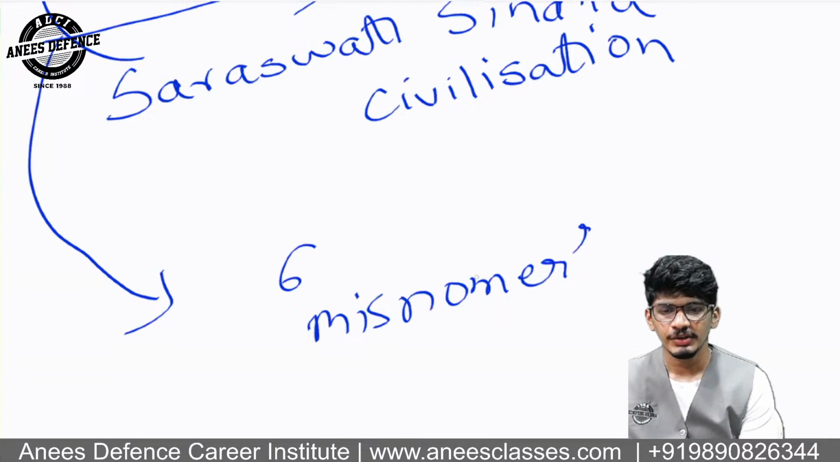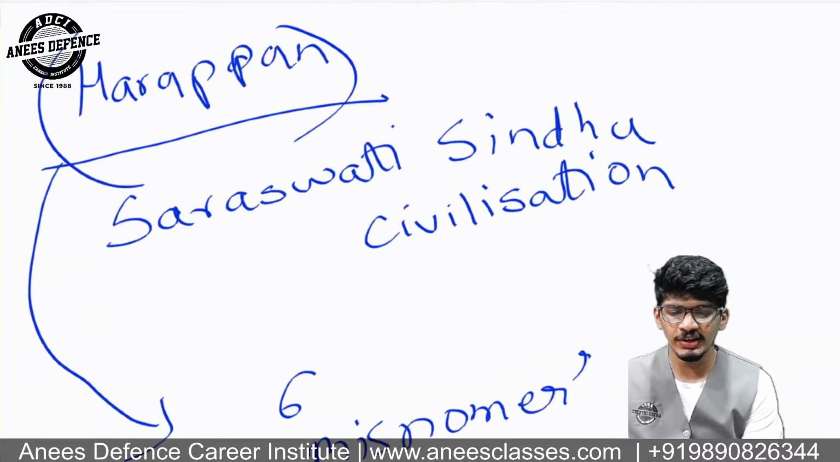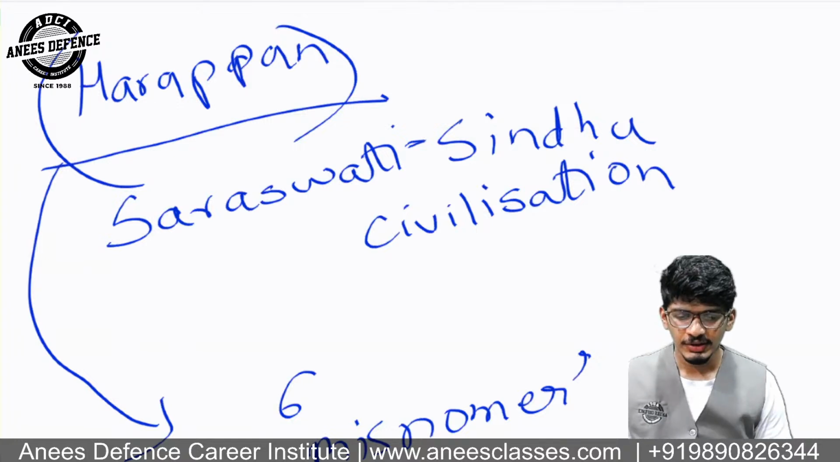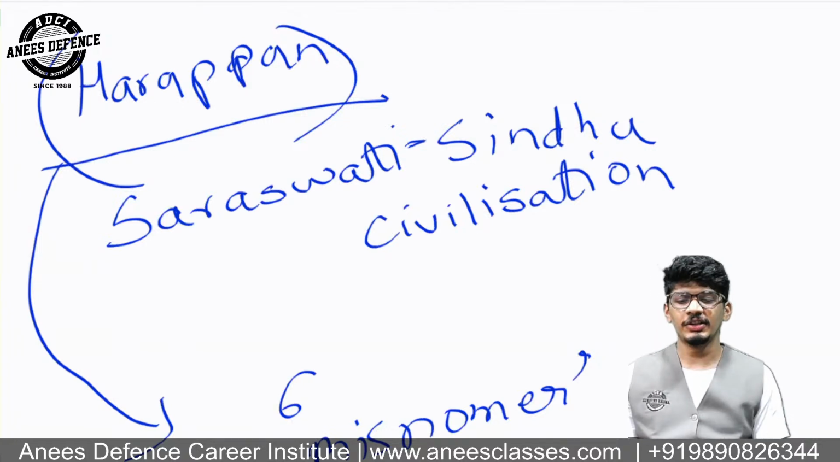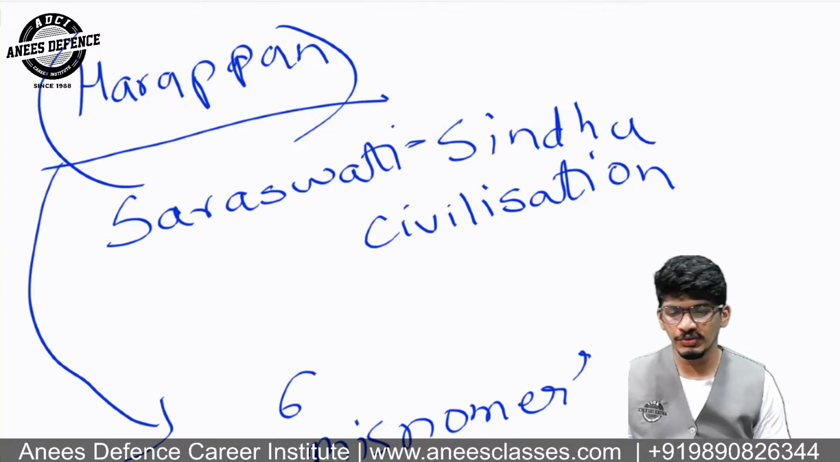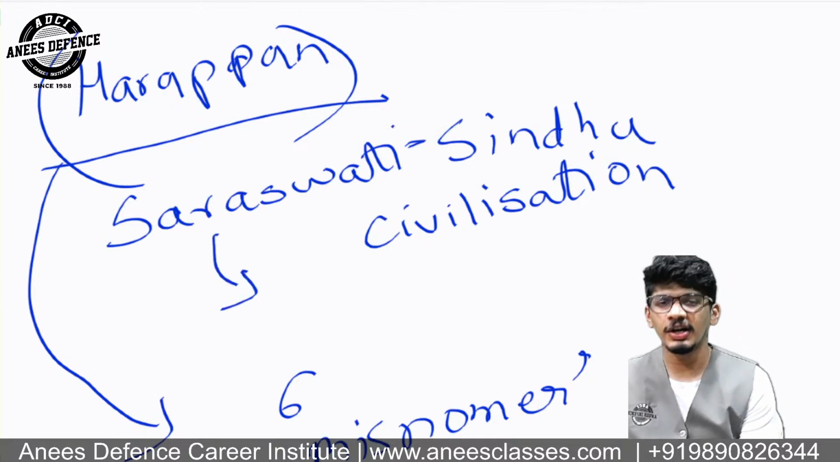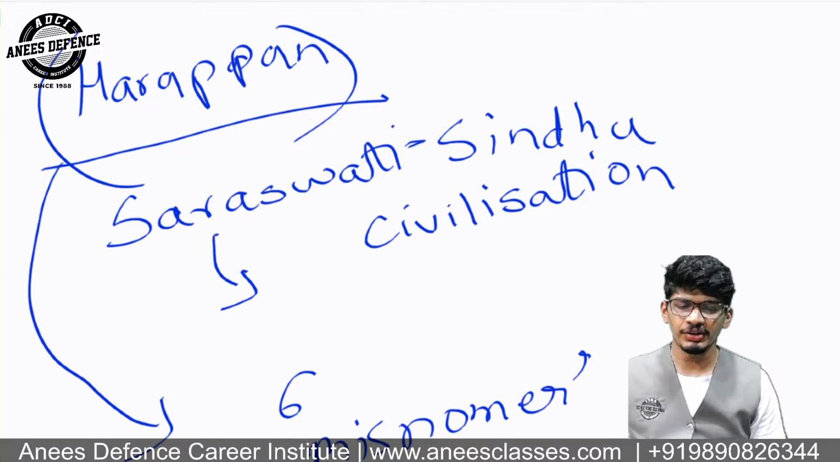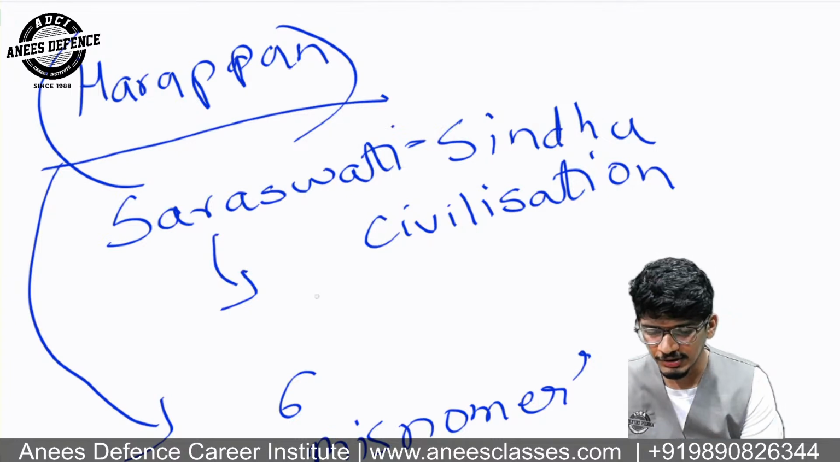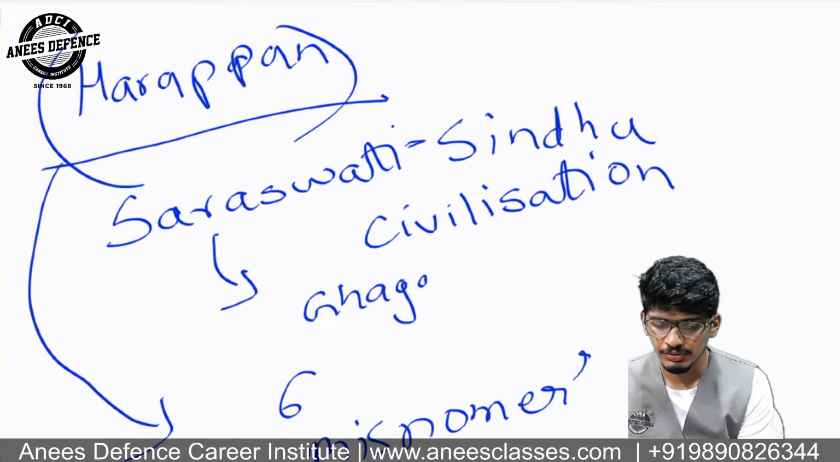Not a correct name. Another name is Saraswati Sindhu civilization. Now this is a bit better, right? Sindhu is the Indian name of the Indus River. The Indus River was called Sindhu, and Saraswati was the name of a river called Ghaggar. Now, this river is situated in Haryana. The name of this river is Ghaggar in the present day.